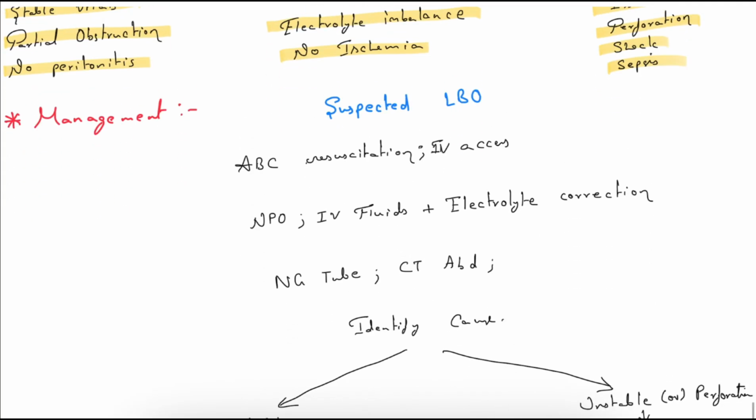So in management, if you're suspecting the patient has large bowel obstruction, first we have to look at the symptoms, distension and constipation if the patient has them. Then we do clinical examination, then X-ray abdomen, then CT scan. Then we identify the cause; if it is cancer, we have to do surgery.